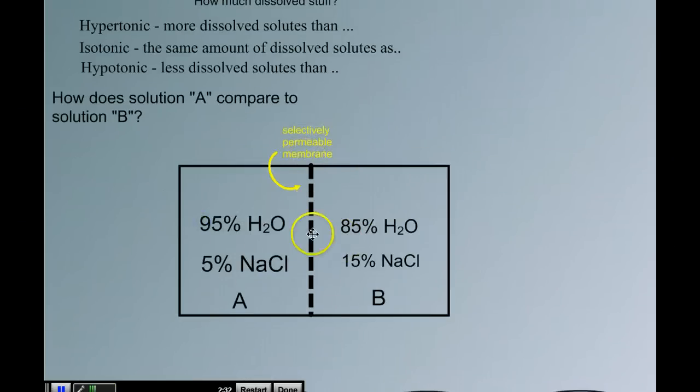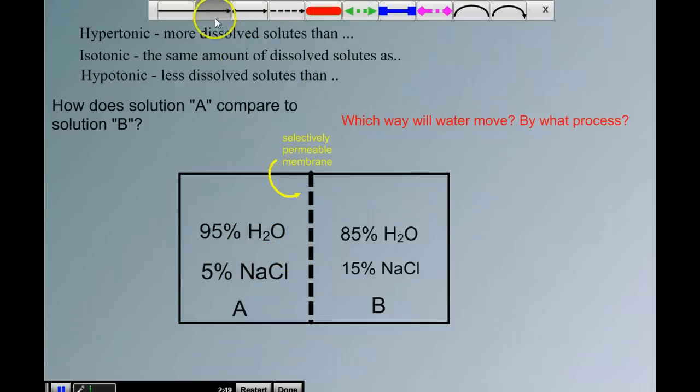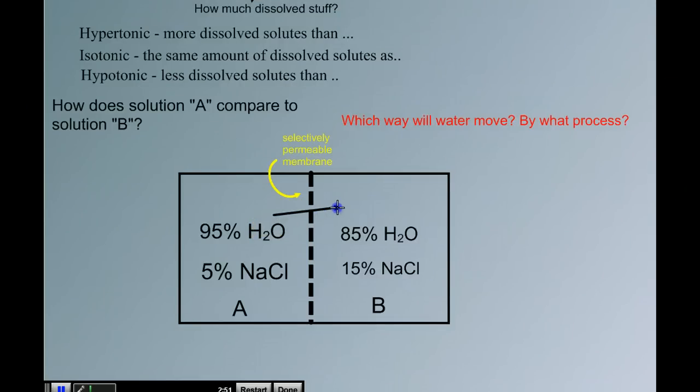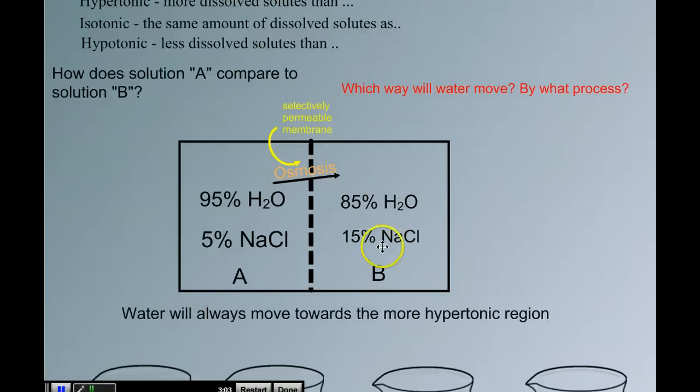Now if we clarify that this boundary between these two solutions is a selectively permeable membrane, the next question is, which way does water want to move? And by what process? Well, in this case we can just look at the amount of water and say that water is going to tend to move from areas of higher concentration to areas of lower concentration, and the process would be, of course, osmosis. But one of the things we can generalize is that water is always going to move towards the more hypertonic region. So since this side has more dissolved solutes, water is going to be drawn towards that side.